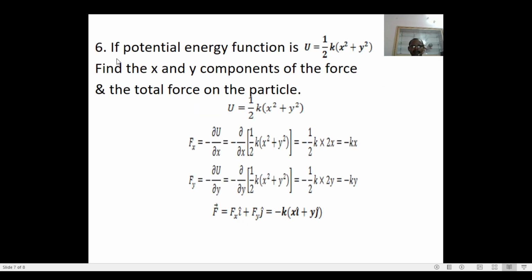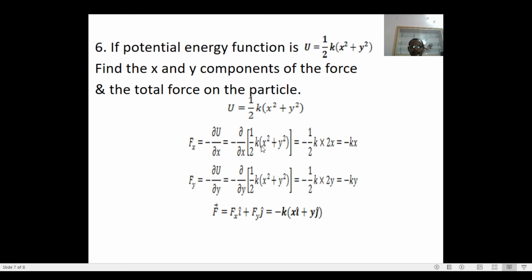Problem number 6. A potential energy function is U is equal to half k into x square plus y square. Find the x and y components of the force and the total force on the particle. Here potential energy function is U is equal to half k into x square plus y square. Here x component of the force is minus ∂U by ∂x, which is equal to minus ∂ by ∂x into U, which is half k into x square plus y square. Substitute here. This is a partial differentiation with respect to x.